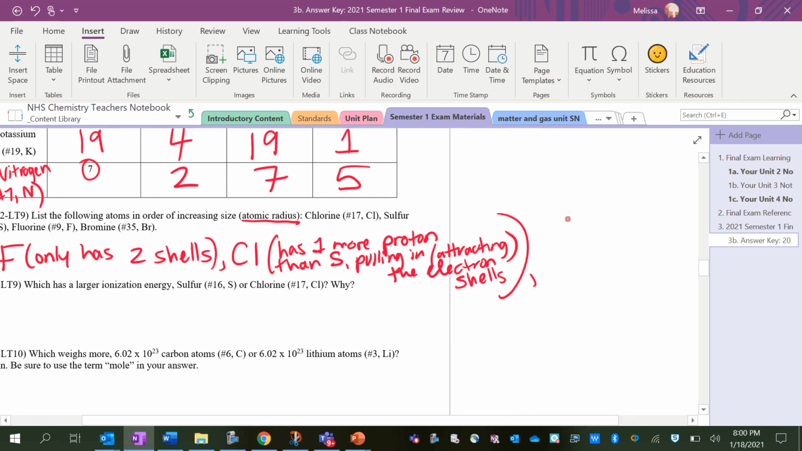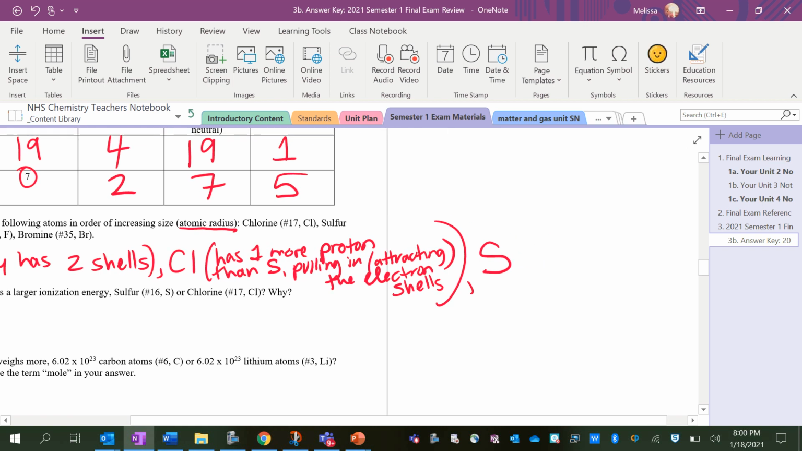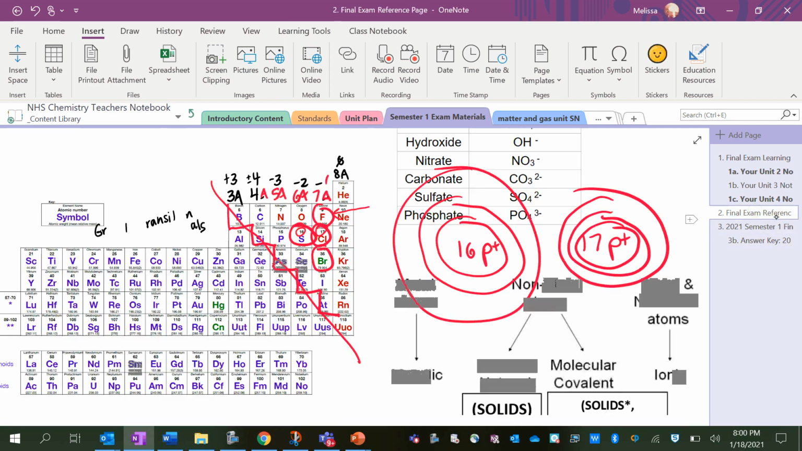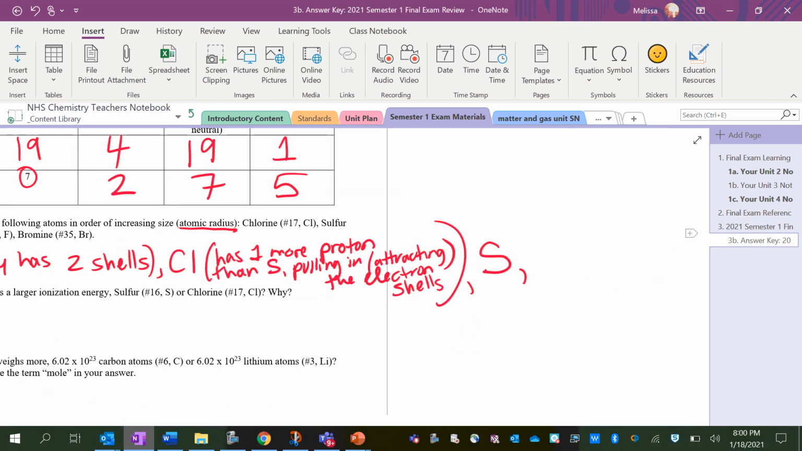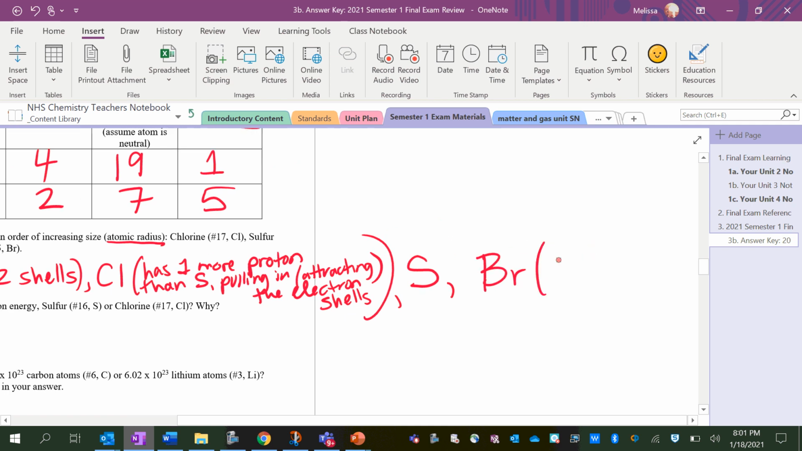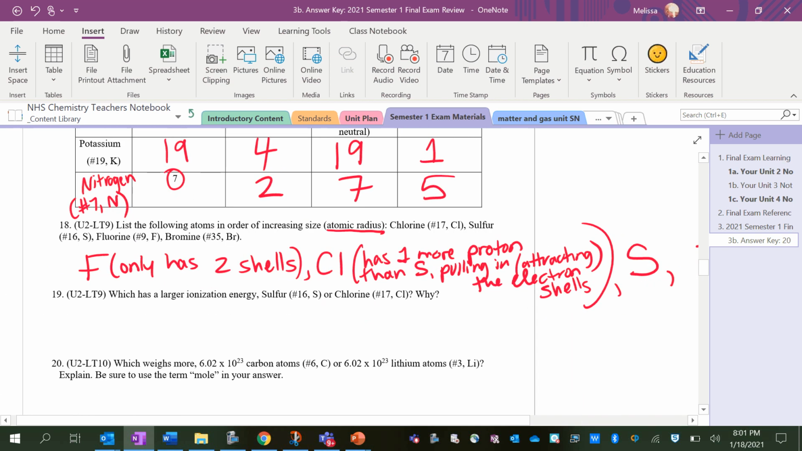And then the next one would be sulfur, because it also has 3 shells. But like we established, it's a little bit bigger than chlorine. And last but not least, the largest of these is bromine, because bromine has 4 shells. So shells kind of trumps everything else. Bromine has 4 shells, so it has the largest atomic radius.